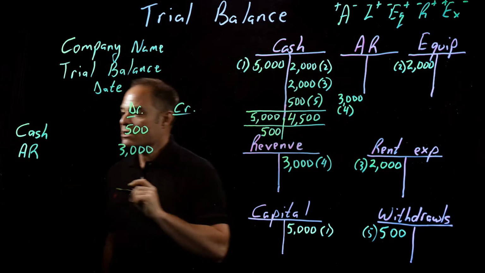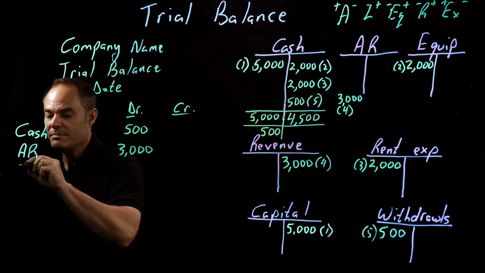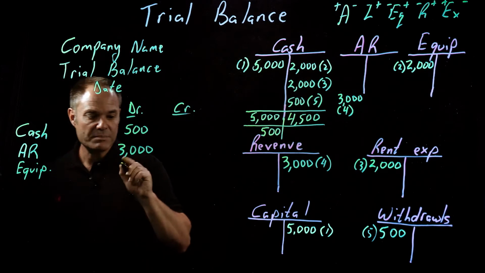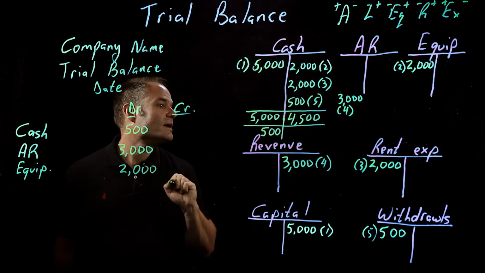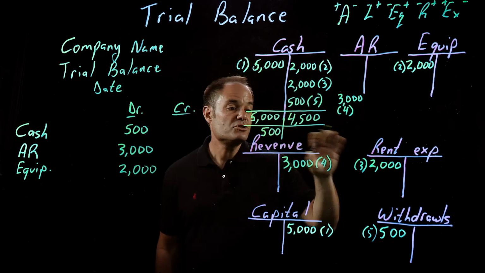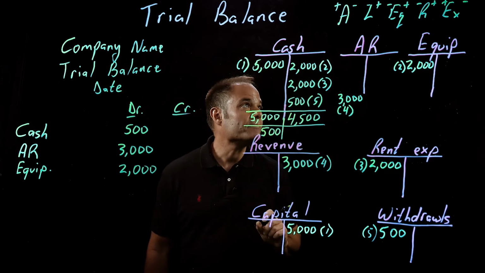Then we have equipment, also an asset. Remember, assets are things that the company owns. It owns its equipment. The equipment in this case was a computer, $2,000. And that's it for our assets. Now, there are no liabilities in this company. They don't owe anyone any money, so we can ignore that.